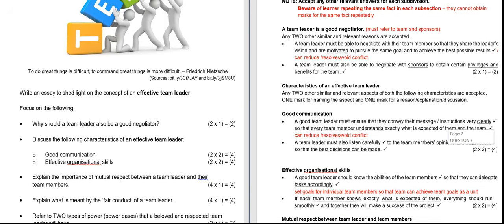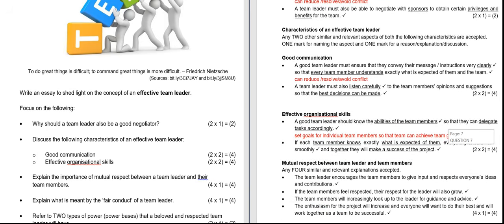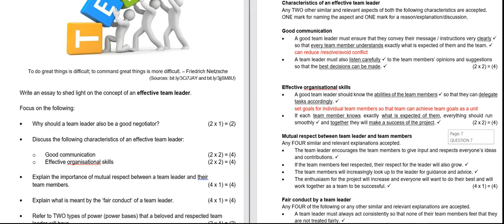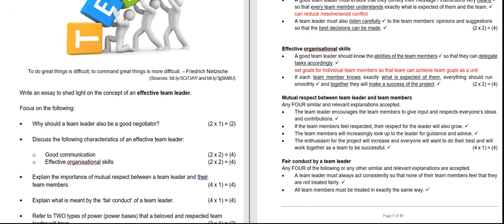So as a continuation on characteristics of an effective team leader, we have got a continuation in terms of those points.